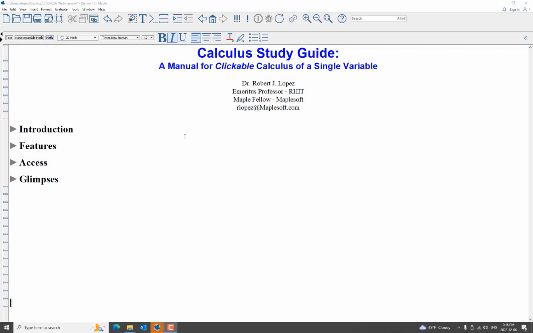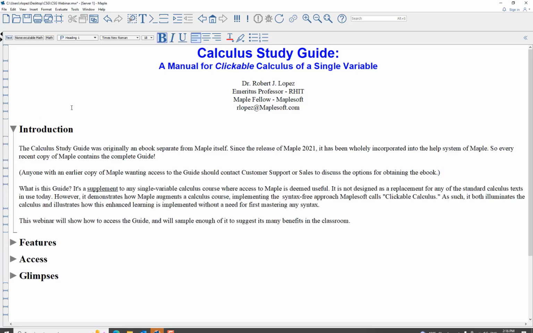Calculus Study Guide. Think of it as a manual for clickable calculus of a single variable. It was originally written as an ebook separate from Maple itself. But since the release of Maple 2021, it has been incorporated into the help system. So every recent copy of Maple contains the complete guide.